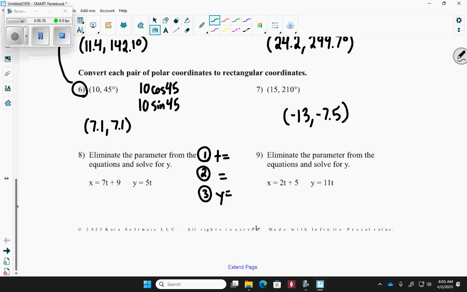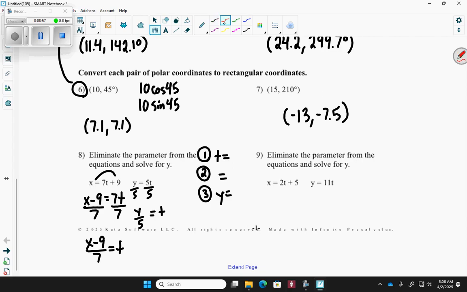All right, so first things first, looking at x, I have to take this 9 over here. It becomes x minus 9 is equal to 7t. I'm going to divide by 7, and that's what I get. So my answer for this one is t equals x minus 9 over 7. Now for here, I'm going to divide by 5, and that is t is equal to y over 5.